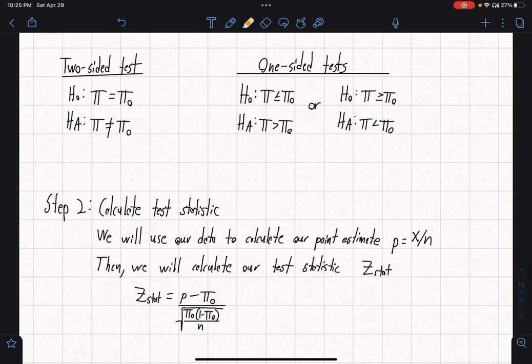Step 2, we now want to calculate our test statistic. So as before, we're going to take our data, our sample, and we're going to get our point estimate p. Recall our estimate is just the number of successes over trials, so x over n. And then we're going to calculate our test statistic. But before we were using t-stat, we're now going to use z-stat. And our formula for z-stat is right here. So it's p minus the hypothesized value divided by the square root of the hypothesized value times 1 minus pi naught divided by n.